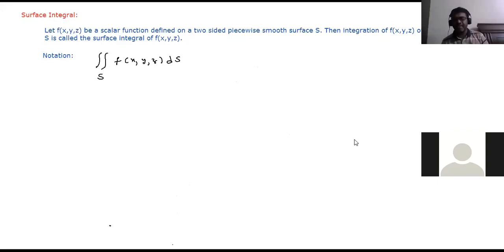What is a two-sided surface? If this is a plane surface, this is one side and this is the other side, so this is a two-sided surface. If you take a sphere, inside is one side, outside is another side. That is a two-sided surface. There are one-sided surfaces also, I will discuss that later. Whatever you can imagine, all the surfaces are going to be two-sided only.